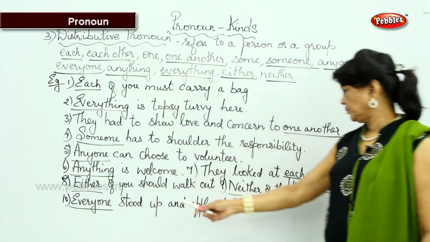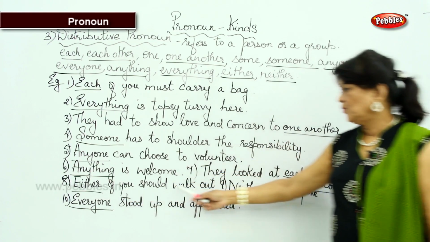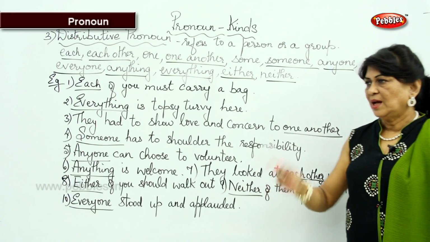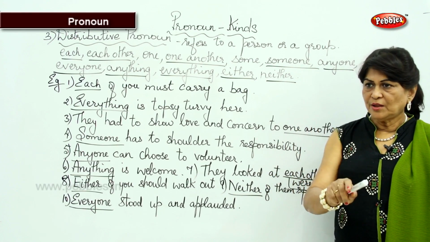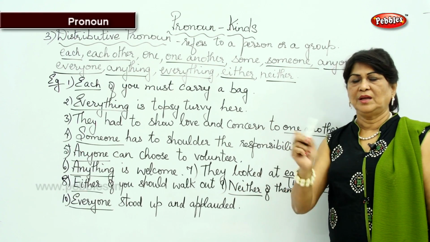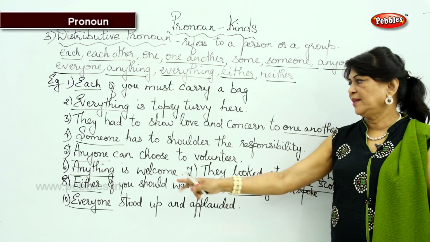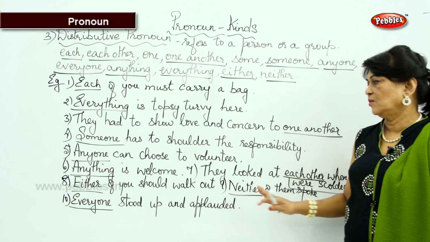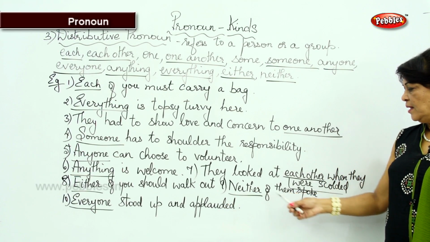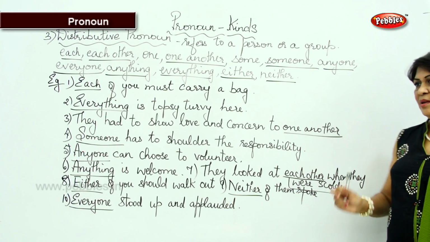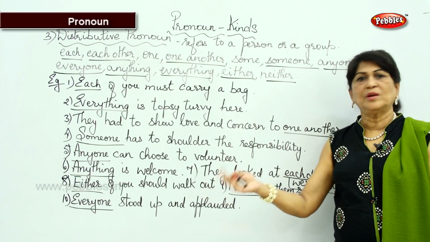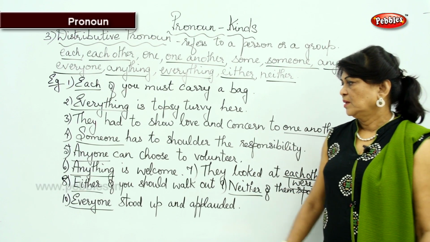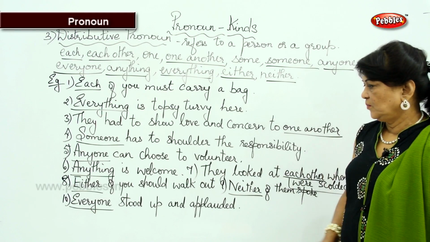Next one, either of you should walk out. Either of you means either you or the other one, any one of the two. Either of you should walk out means any one of you two should walk out. That is what it means. Neither of them spoke. Neither he nor the other one spoke. So, either, neither we have here.